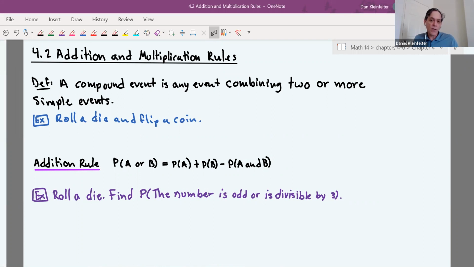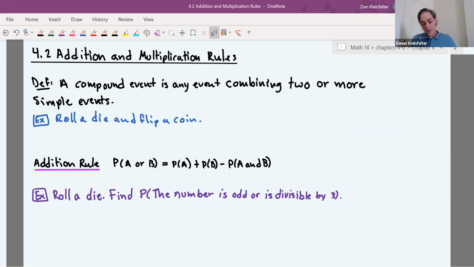So the first thing to do is to relook at what a compound event is. A compound event is basically an event that can be broken down into smaller events. Or said another way, it's an event combining two or more simple events. An example would be rolling a die and flipping a coin. We could look at whether the event of getting a 5 occurs and whether the coin comes up tails. The outcome of the die is one kind of simple event, and the outcome for the coin, either heads or tails, would be another simple event. And we could look at various combinations of different outcomes of those two things.